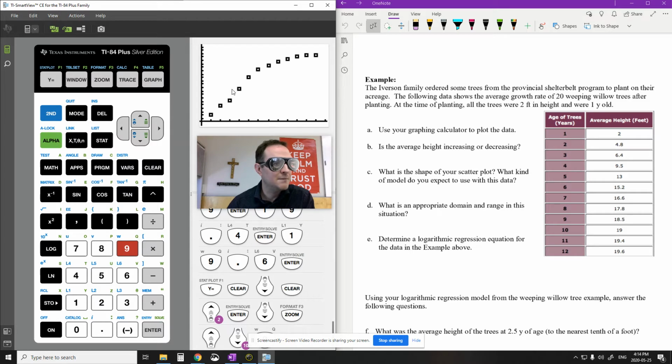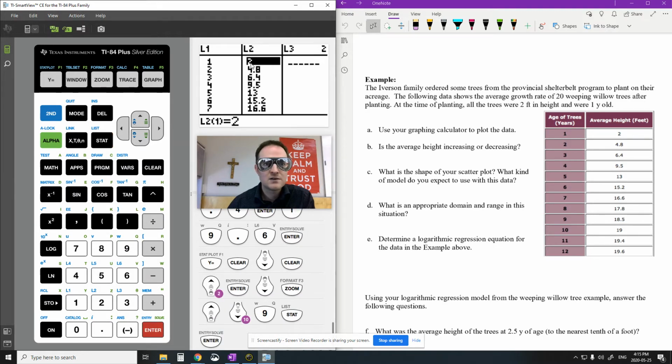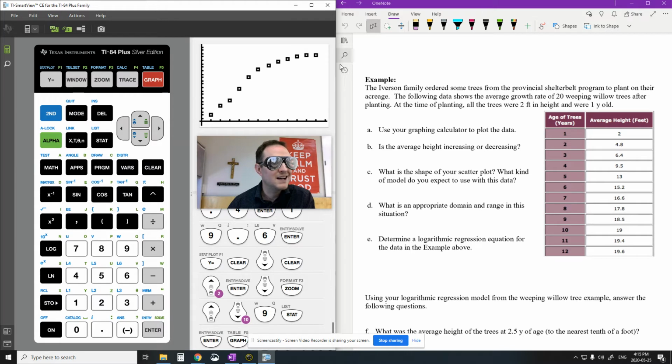Okay, so it's going up and then it kind of goes down a little bit. I've got some weird data points here. I just want to double check to make sure I typed them in correctly. 2, 4.8, 6.4, 9.5, 13. Yeah, it looks pretty good. So my graph here, it's going up, coming down.